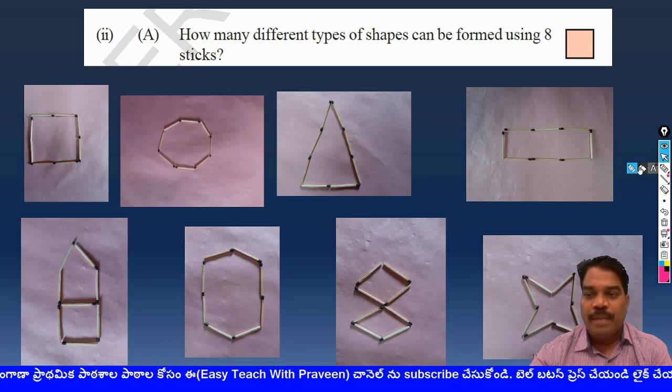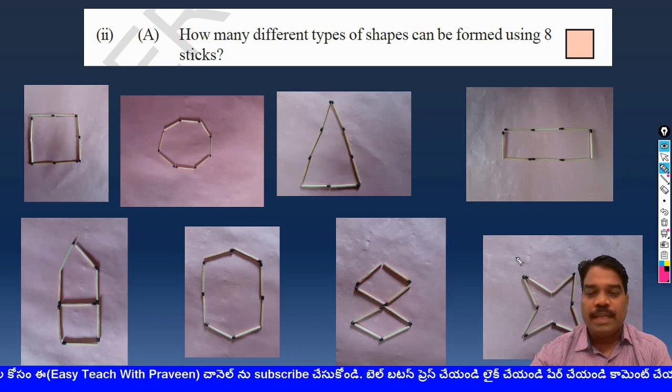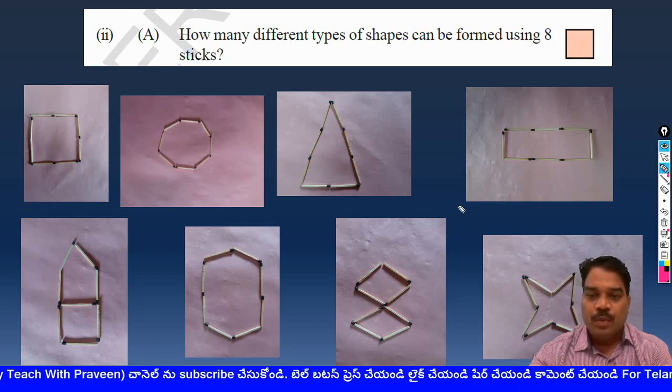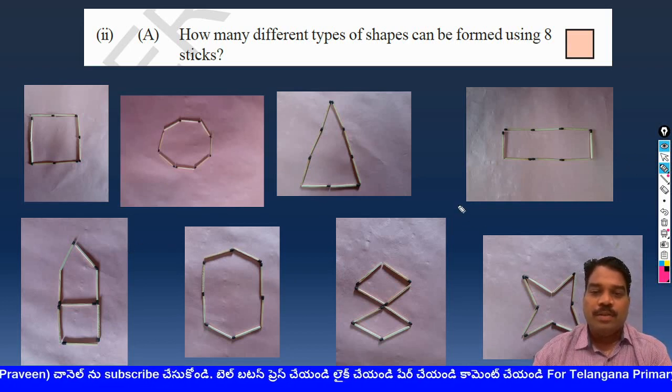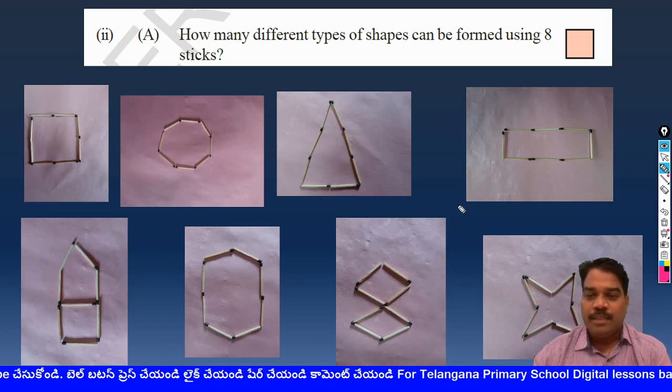So I have made 1 2 3 4 5 6 7 8 shapes. Like this you have to do the homework, take photographs and send them to me.